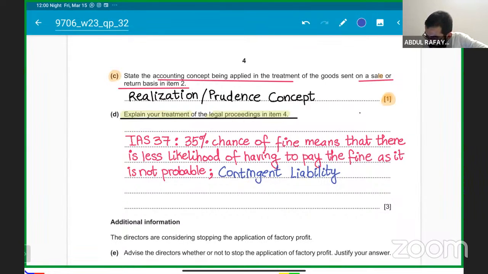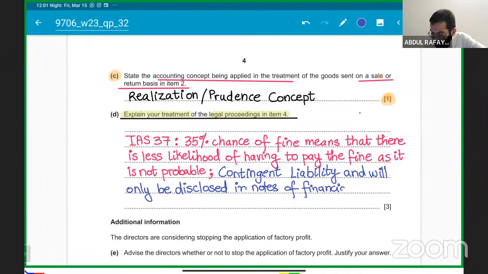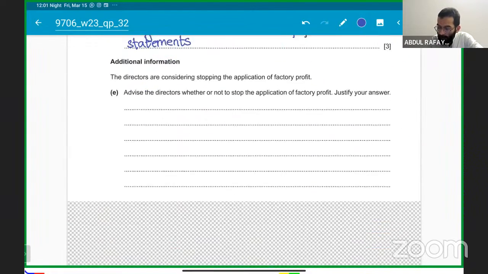It is a contingent liability and will only be disclosed in the notes. Very important point: this will only be disclosed in the notes of the financial statements. You must disclose it because this company is HPLC; they will have to disclose it in the notes of the financial statements. Guys, getting it clear? So it is very important to write down the theory here. That's how you will get the 3 marks.